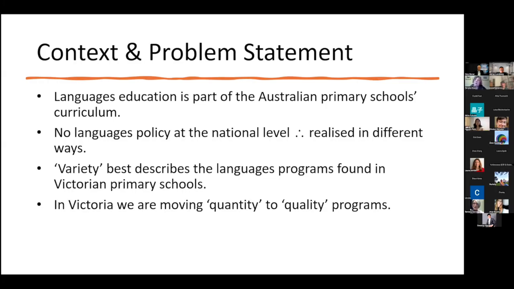When language programs were first offered in the early 1980s, the Victorian Education Department set several targets. And one of them was that by the year 2000, all students in Victorian primary schools would learn a language. Quite a hefty target was set. But since then, there has been a shift towards languages competency. So the focus has shifted from one of quantity of programs to one of quality.